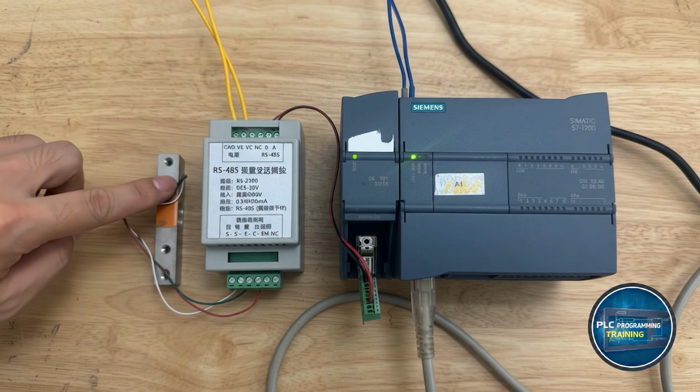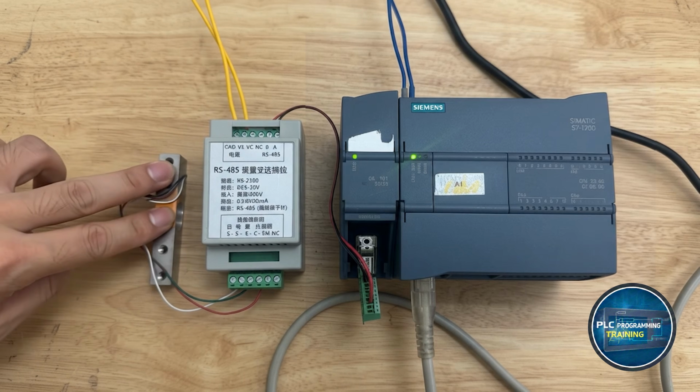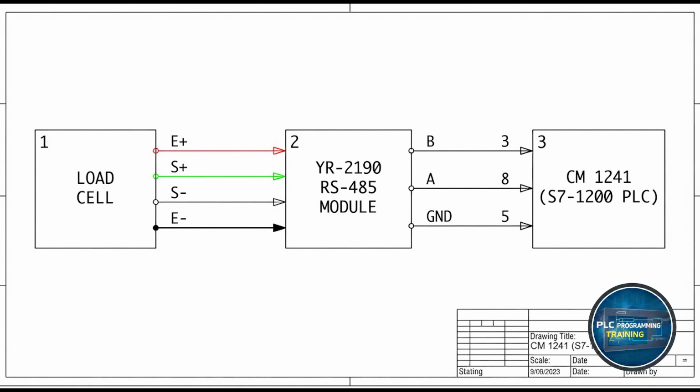In today's session, we are going to see how we can read the data from the load cell amplifier over Modbus RTU. First of all, let's see the wiring for this setup. First of all, we have to connect the load cell with this load cell amplifier.